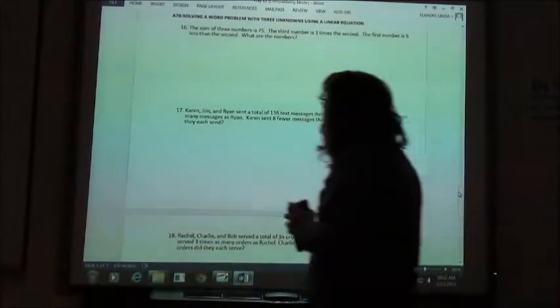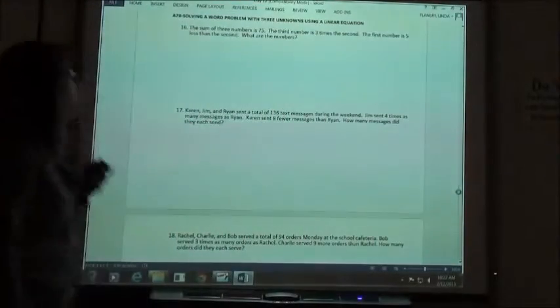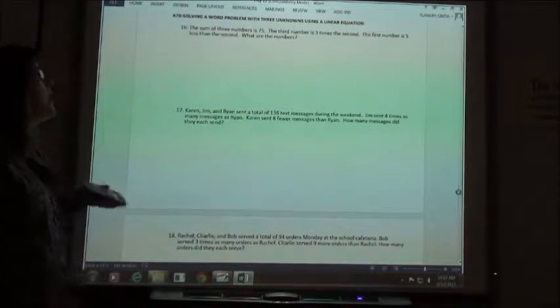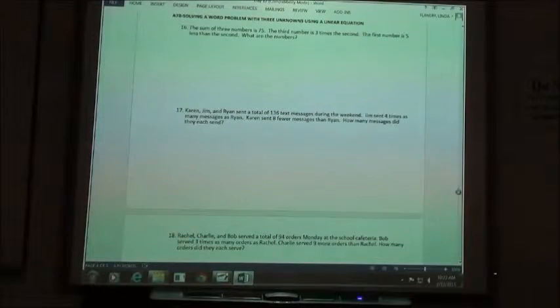Problems 16, 17, and 18, we are solving word problems with three unknowns using our linear equation. It says the sum of three numbers is 75. The third number is 3 times the second. The first number is 5 less than the second. What are the numbers? So I'm first going to write my variables down.